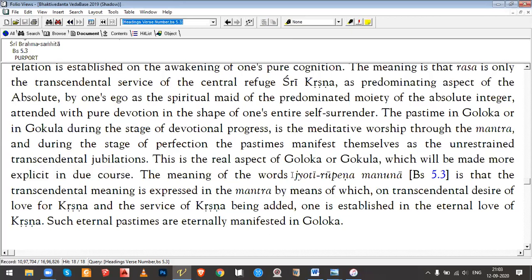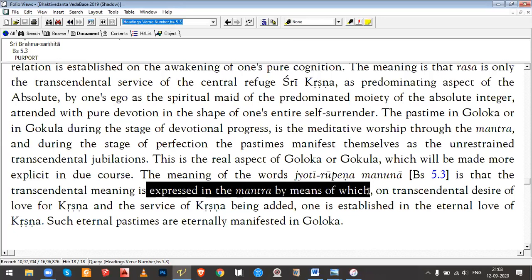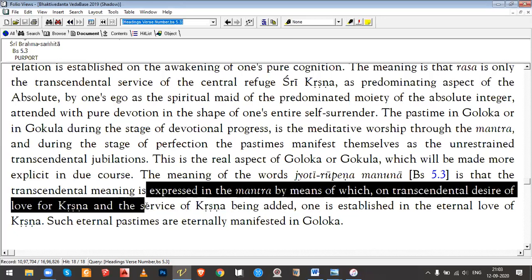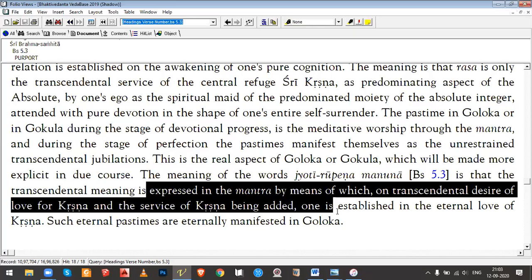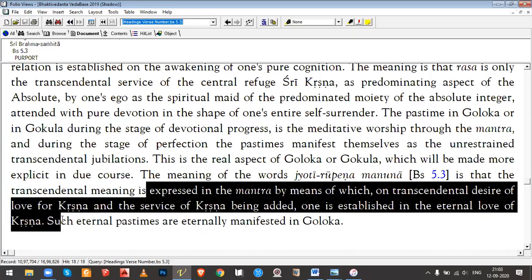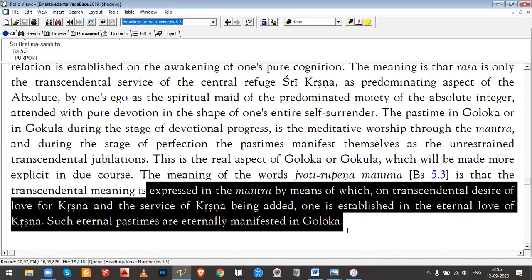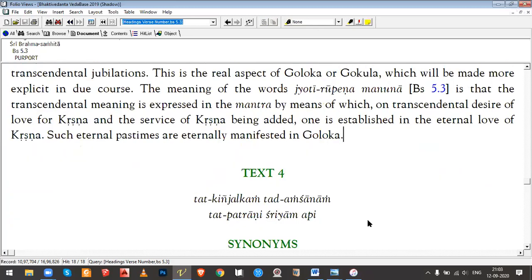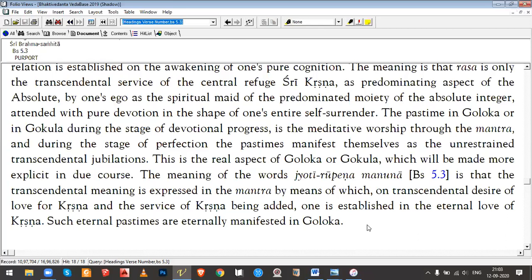The meaning of the words jyoti rupena manuna is that the transcendental meaning is expressed in mantra by means of which, on transcendental desires of love for Krishna and the service of Krishna being added, one is established in eternal love of Krishna. Such eternal pastimes are eternally manifested in Goloka. Jyoti rupena manuna really means it is self-manifested. It actually reveals itself. It is self-manifested, you know. Okay, so this was the purport of this shloka.